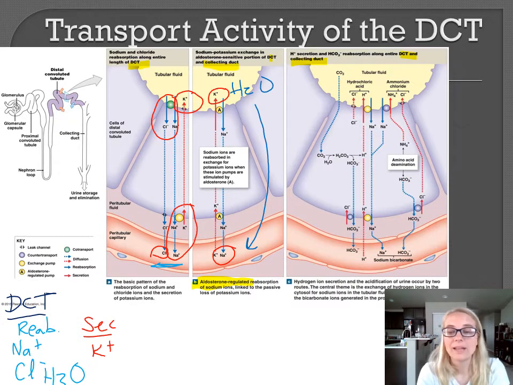Okay, the last panel here is the most complex, right? We have to save the best for last. So this is again what's happening along the distal convoluted tubule and the collecting duct and the entire length of both of those things.